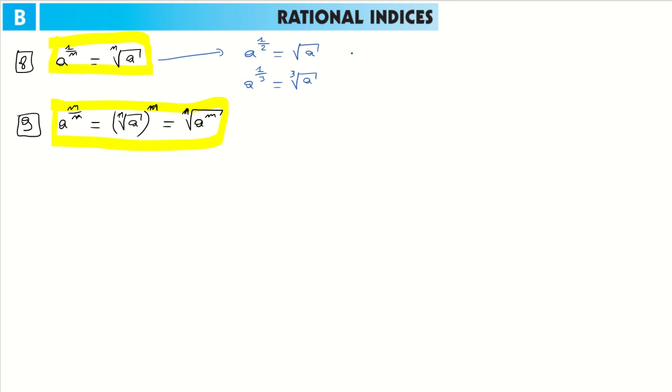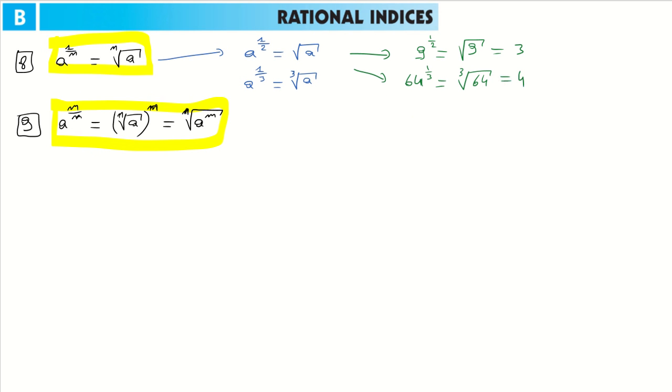Maybe examples with values. Here, for example, we can do 9 to the power of 1 over 2. That is actually equal to the square root of 9, which is just equal to 3. What else we can do is 64 to the power of 1 over 3, for example. That is the third root of 64, and that is equal to 4.